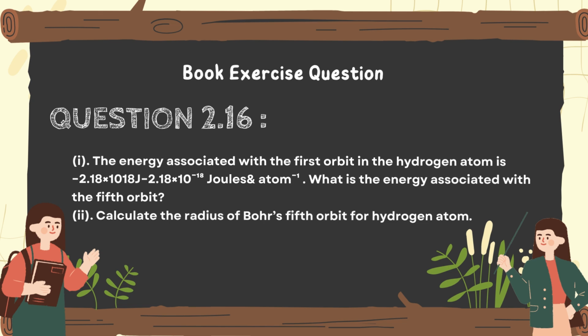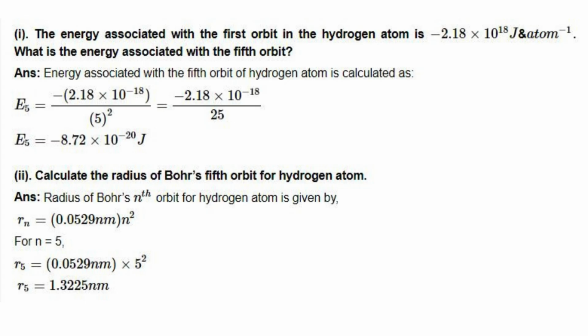First part. Answer: The energy associated with the fifth orbit of the hydrogen atom is calculated as E5 equals minus 2.18 into 10 power minus 18, divided by 5 power 2, which is equal to minus 2.18 into 10 power minus 18 divided by 25. E5 equals minus 8.72 into 10 power minus 20 joules.